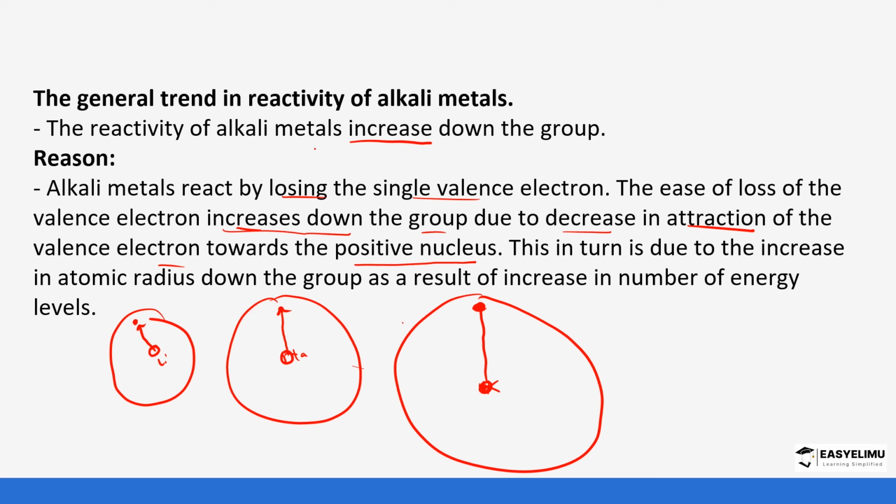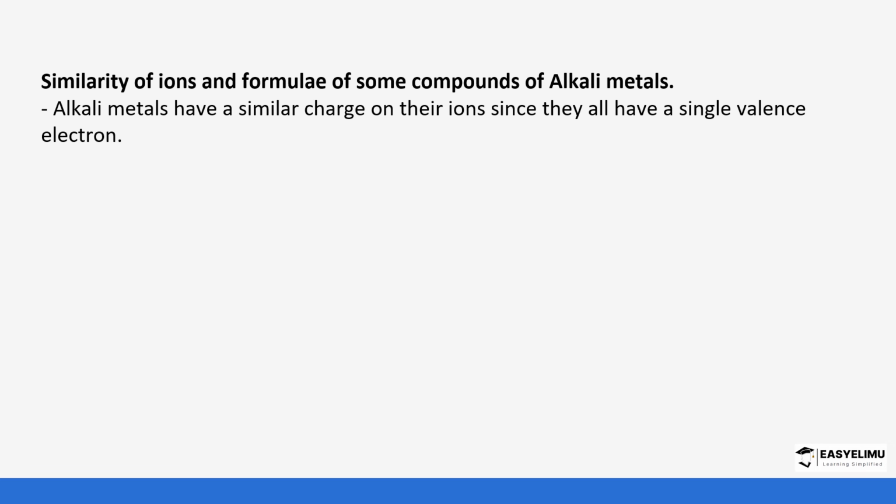So next, we are going to look at some of the uses of these alkali metals. But before we look at the uses, we are going to look at how some of the formulas of these products are. When you look at generally the valency of alkali metals, they usually have a valency of 1. That's the reason why, because they lose 1 electron in the outermost shell.